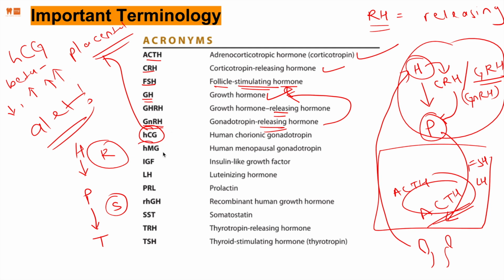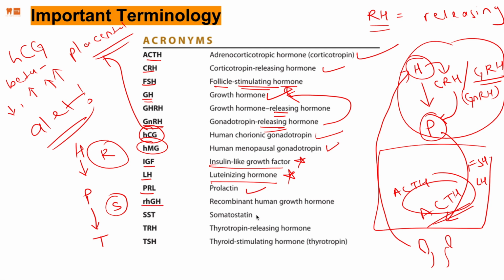And then there's HMG, which is human menopausal gonadotropin. You can assume that that has to do with menopause or postmenopausal women. And then IGF, which is insulin-like growth factor, hence it affects pancreatic activity. Luteinizing hormone, this is very important in the actual conception of the sexual reproductive system. And then prolactin, this is for lactation.